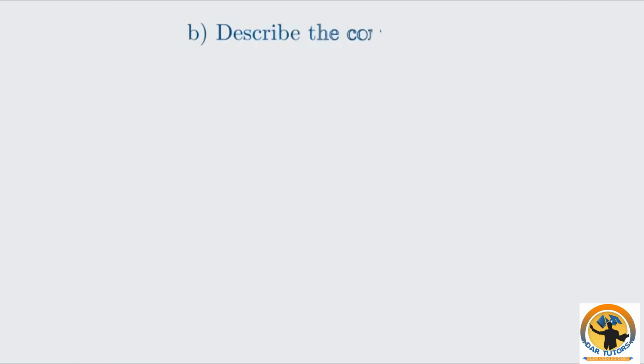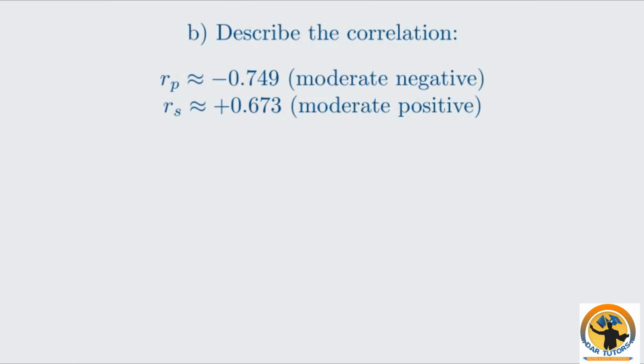For part B, describing the correlation, we must reconcile our two coefficients. Pearson's rP was negative 0.749, and Spearman's rS is now plus 0.673. The discrepancy tells us that a linear model isn't the best fit for this data, and we should trust the rank correlation more. However, a Spearman's rS of plus 0.673 indicates a moderate positive monotonic trend in the ranks. This means that as it takes longer to make a crane, students tend to make more cranes, which contradicts our logical expectation. This could indicate other factors at play, like efficiency improving with practice, or some students simply being faster and more prolific.